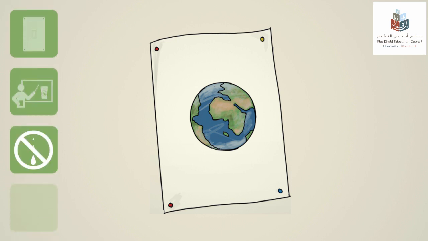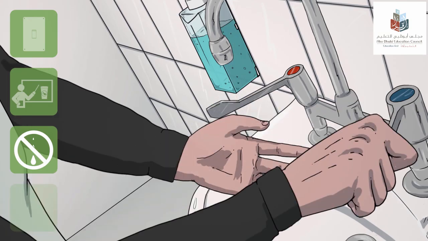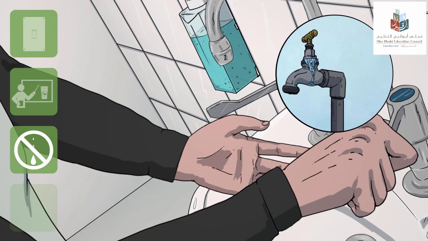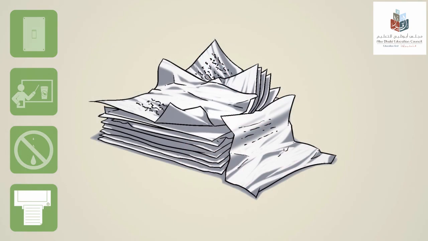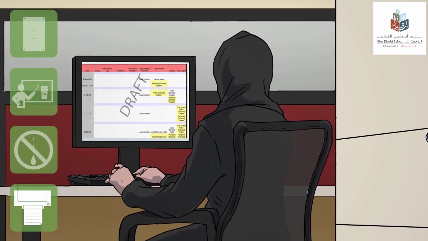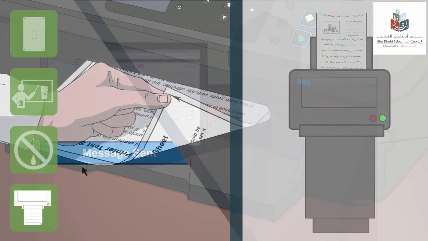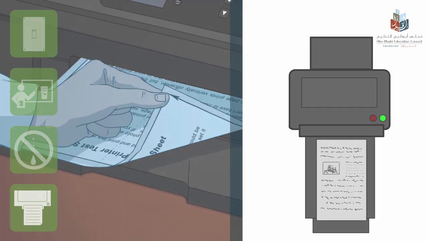Reduce water consumption wherever possible. We can do this by closing water taps after use and finding and fixing water leaks and dripping taps. We can reduce paper waste by checking documents online instead of printing out draft copies, by conducting correspondence via email, and by printing on both sides.